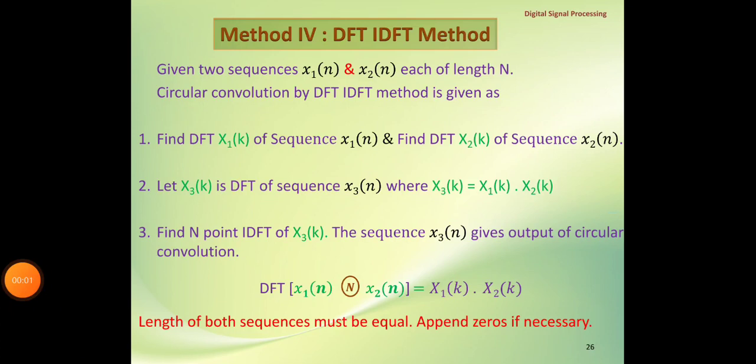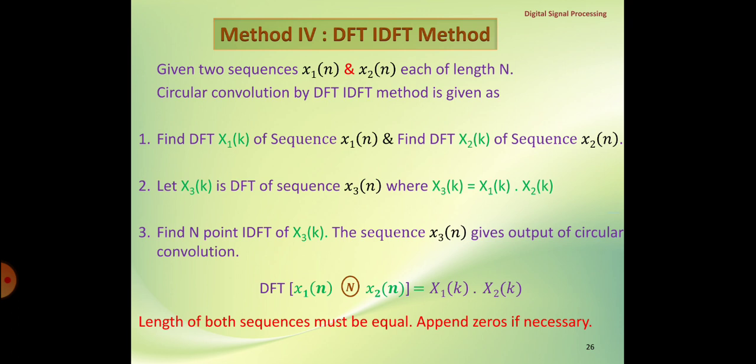Let's see the last method, method 4, the DFT IDFT method. In this they have given two sequences x1 of n and x2 of n, each of length capital N. So using the DFT IDFT method, we have to use the following steps to calculate circular convolution. First find the DFT x1 of k of the first sequence, find the DFT x2 of k of the second sequence, then take the multiplication of the two DFTs and say it as x3 of k, then find the N point IDFT of x3 of k, so that you will get the sequence x3 of n.